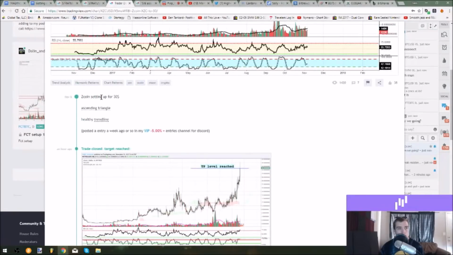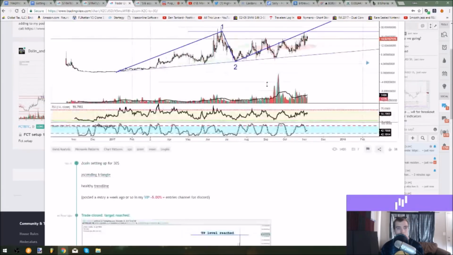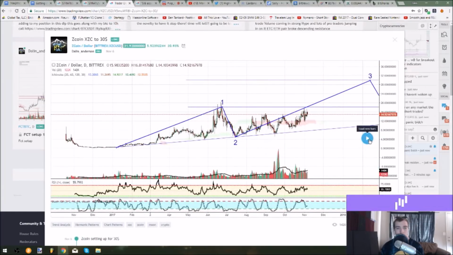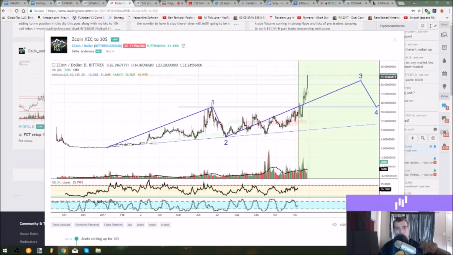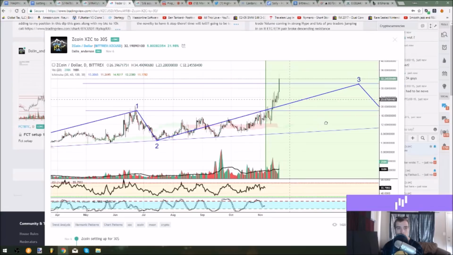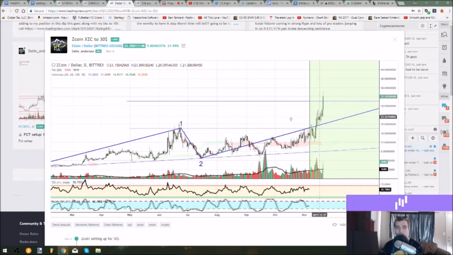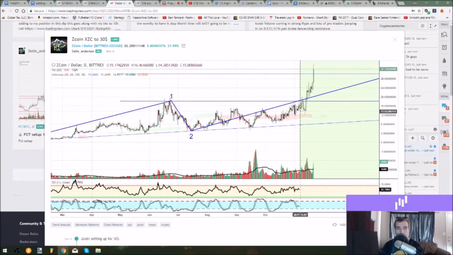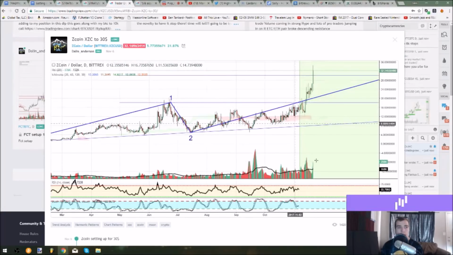And I said, hey, Zcoin is setting up for $30 in an ascending triangle, and it's got a healthy trend line. And then you can press play right here, and you can see that that chart played out very nicely. There you go. So that's after the fact, this little green area. It's going to be green if you're right, and it's going to be red if you're wrong on your prediction. But it just allows you to zoom in on the chart, look around and see what your prediction was. As you can see, from this point on is where the prediction started. So that's really neat that you can do that.